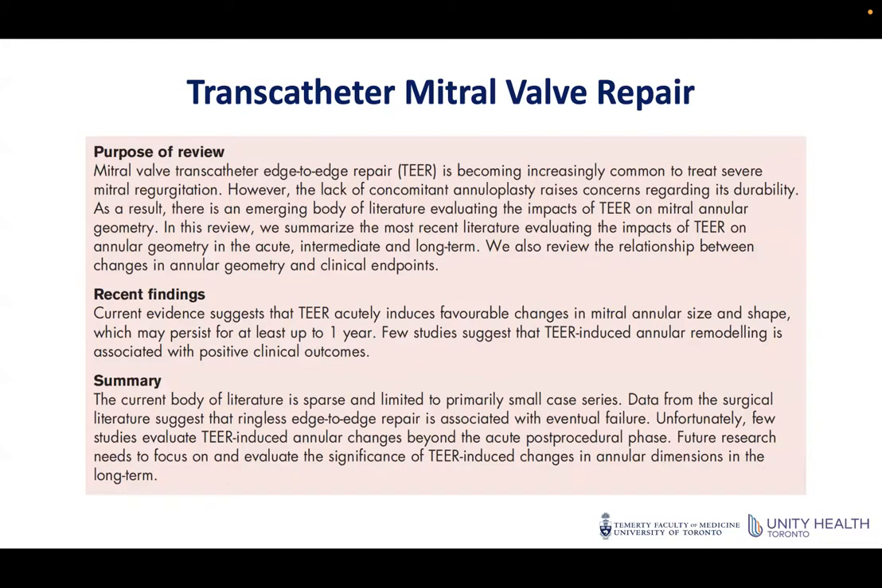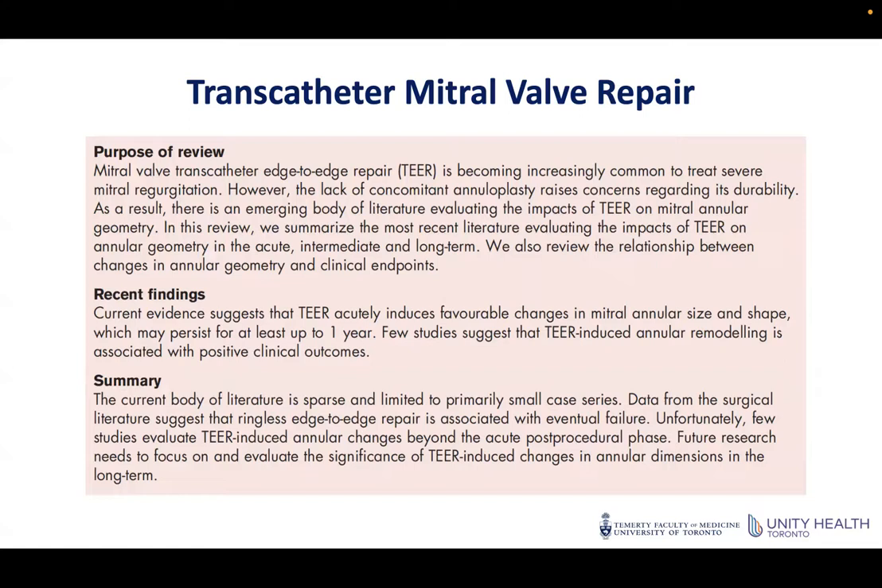We know from the surgical series of Alfieri that when the surgical edge-to-edge repair was performed without any kind of annular support, over time there was a progressive dilatation and failure. But I encourage you, once you read those papers, to make a distinction between those patients who are functional versus degenerative, and in some of Alfieri's series, those were mixed as well.